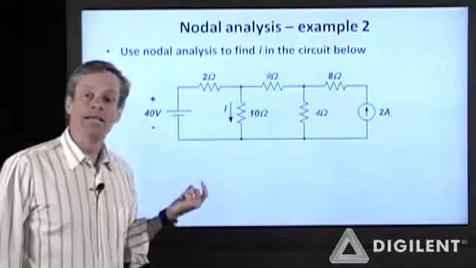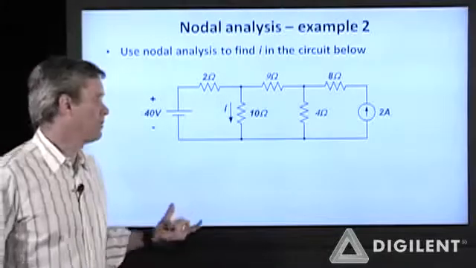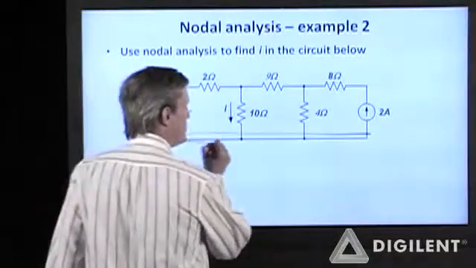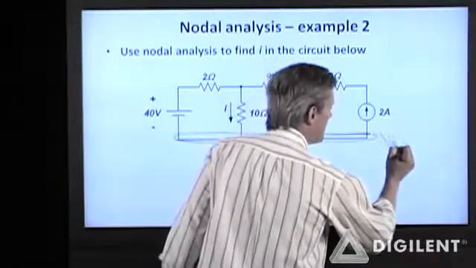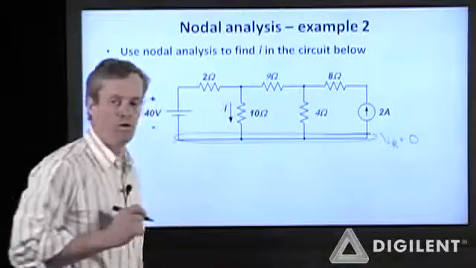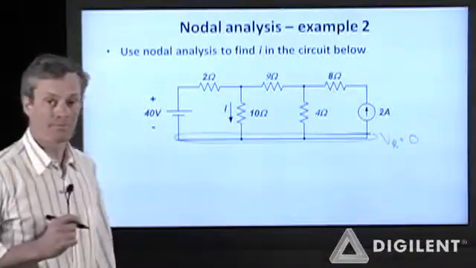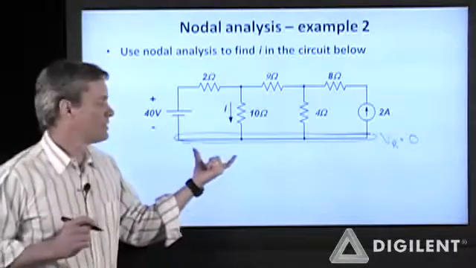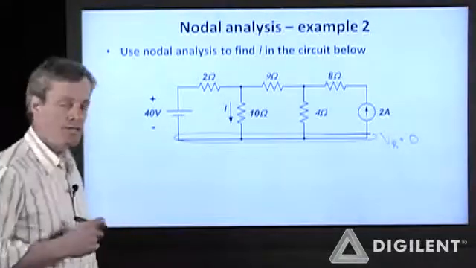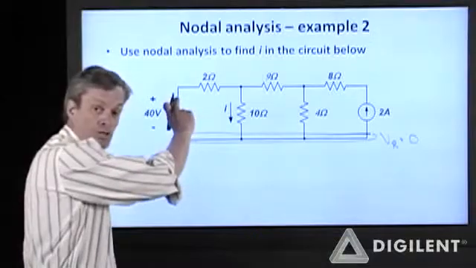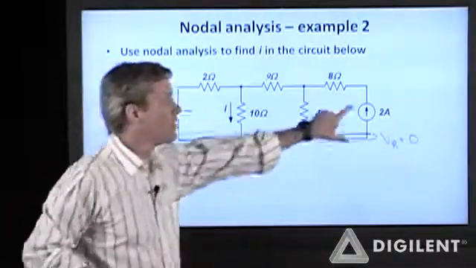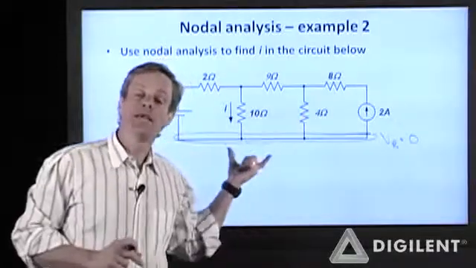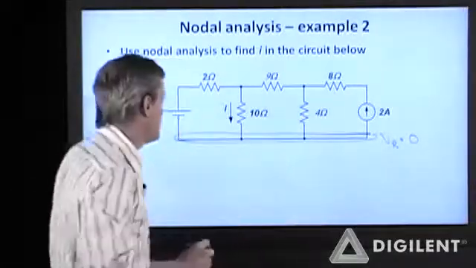First step, I need to identify a reference voltage. Arbitrarily, I'm going to choose it as this bottom node here and say V sub R is 0 volts at this node. Now I need to identify my independent nodes. I'm going to kill my sources, okay, replace this voltage source with a short circuit, replace this current source with an open circuit. Any remaining nodes will be independent nodes.